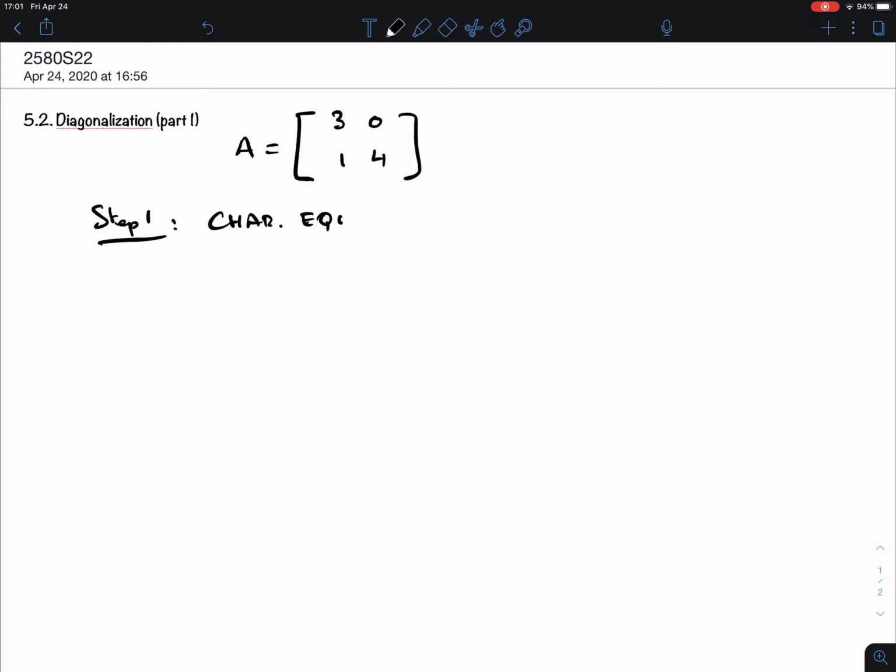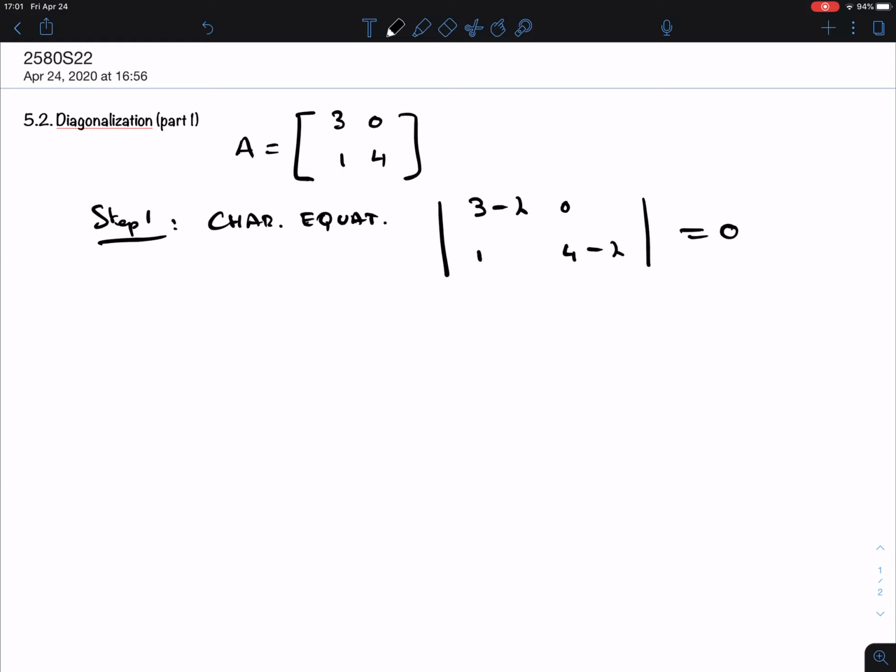For 2 by 2s, this topic is very quick. The problems are very easy, so that's why I do the 2 by 2s. Remember, you take your matrix and subtract lambda from the diagonal and put the determinant equal to 0. Now this is a lower triangular matrix, and we know actually what the eigenvalues are.